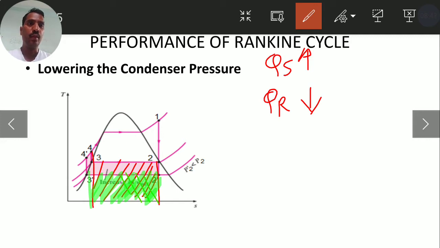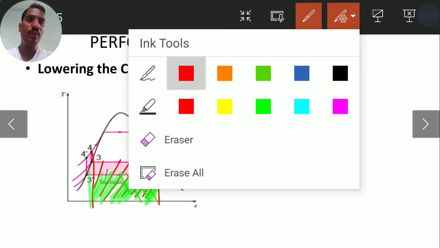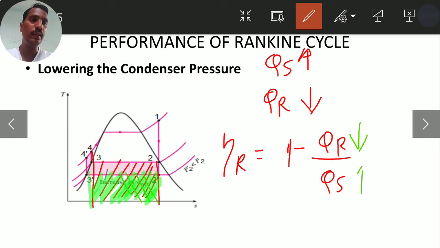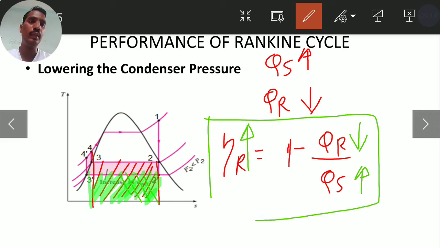Then if you see the performance formula of a Rankine cycle, which is 1 minus QR divided by QS. Now QR is reduced and QS is increased, which indicates that the efficiency of a Rankine cycle increases. So by lowering the condenser pressure, the performance of a Rankine cycle increases.